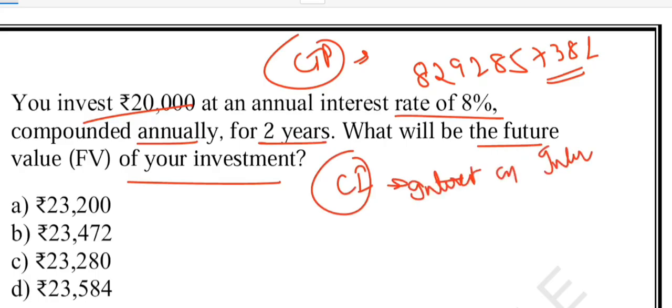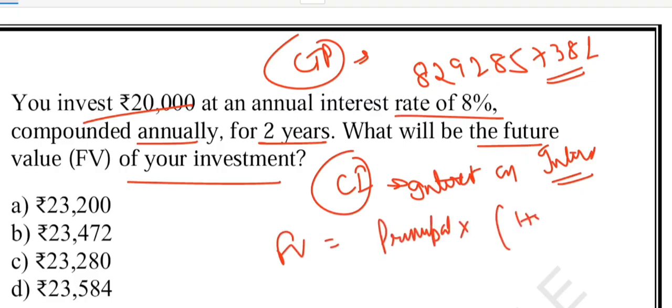So you earn return not just on your original money but also on accumulated interest, like a snowball rolling downhill. What is the formula for calculating the future value? This is nothing but principal multiplied by (1 plus r) whole to the power t. That is future value.